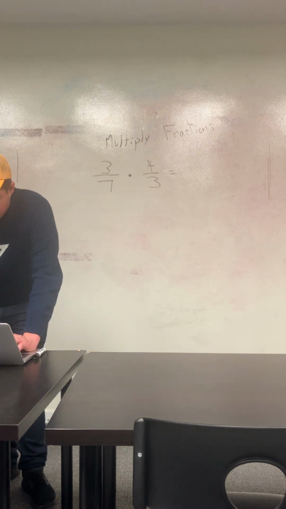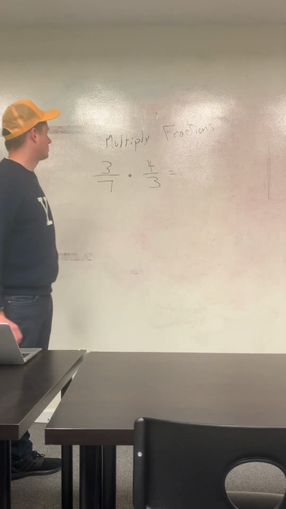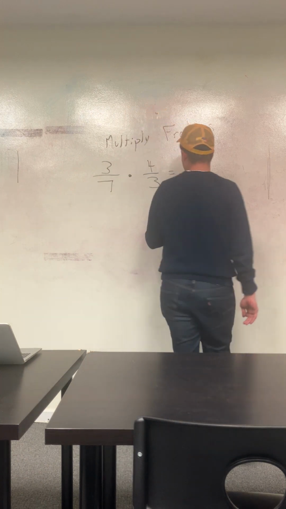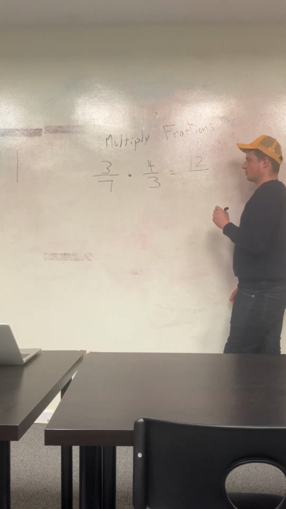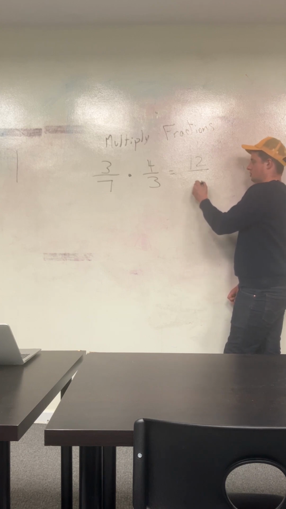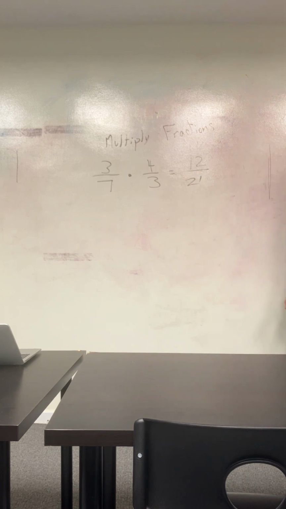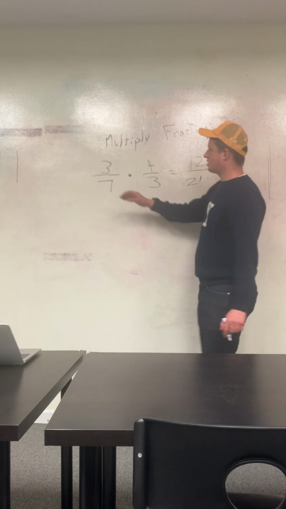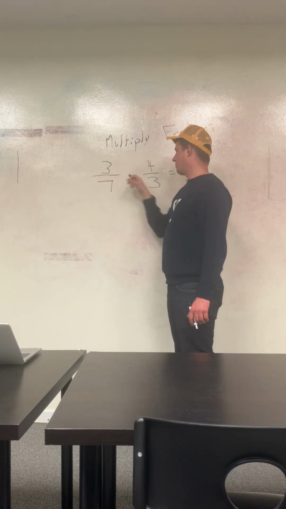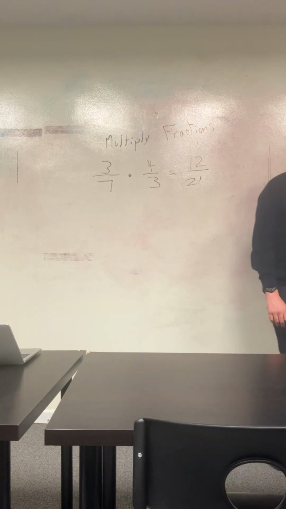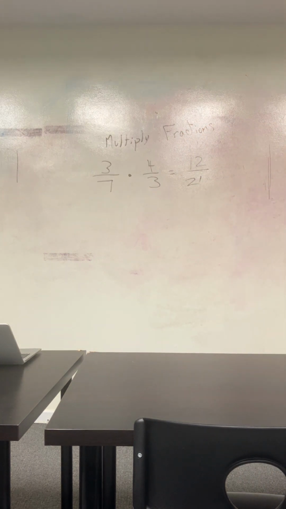Alright, do we get an answer? Or still working? I multiplied the two top numbers. What answer do you get? 12. And I multiplied the two bottom numbers. That's it. Good. So to multiply fractions, just put them in order like this, multiply top by top and bottom by bottom.